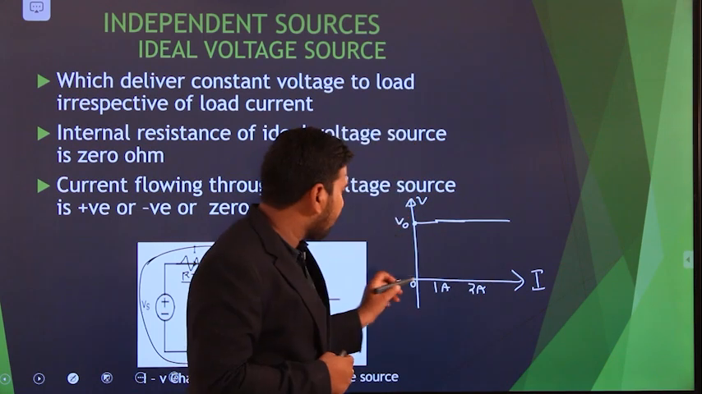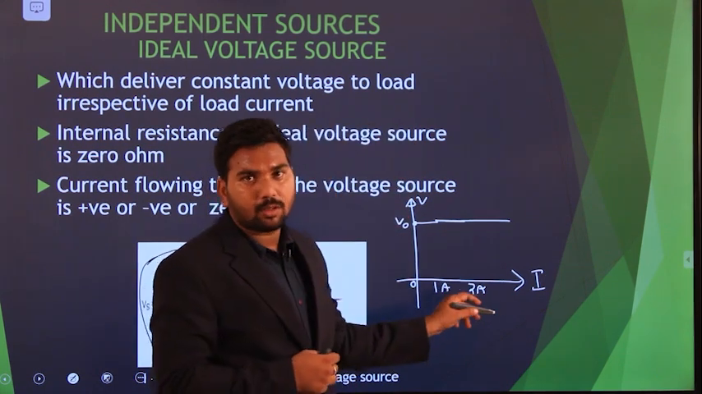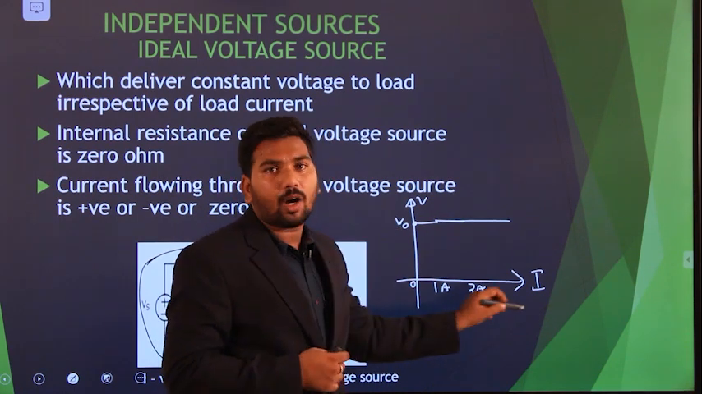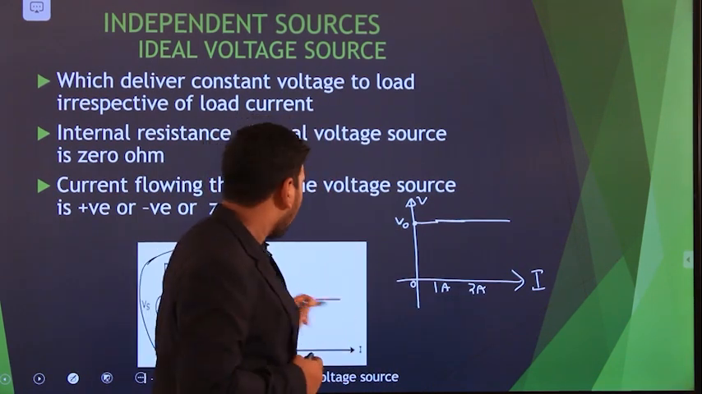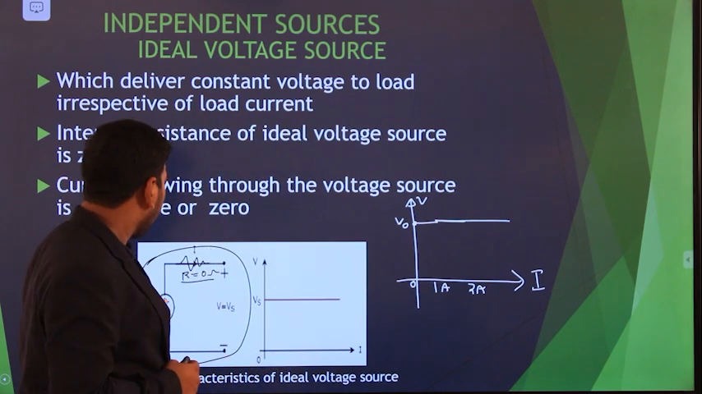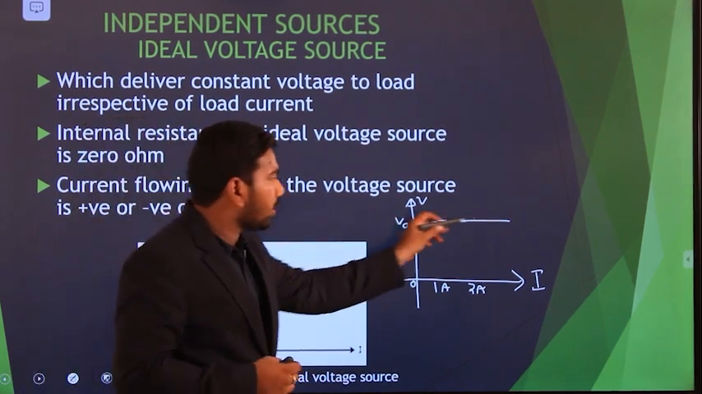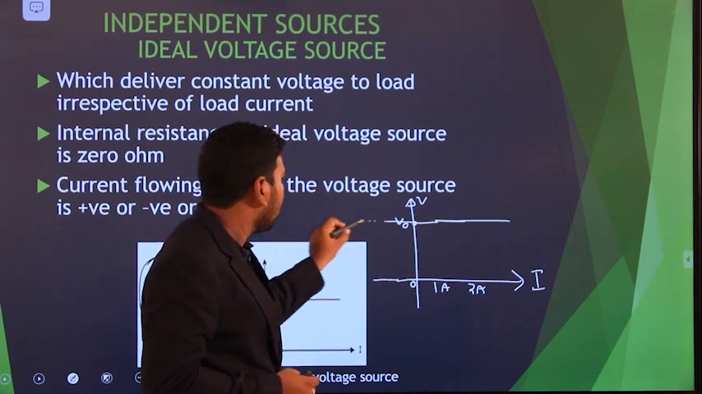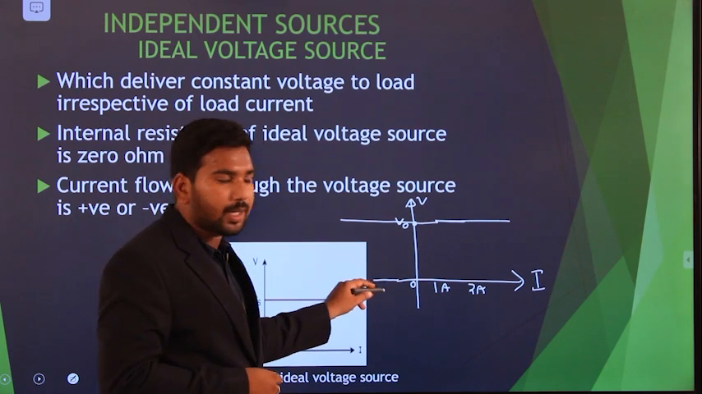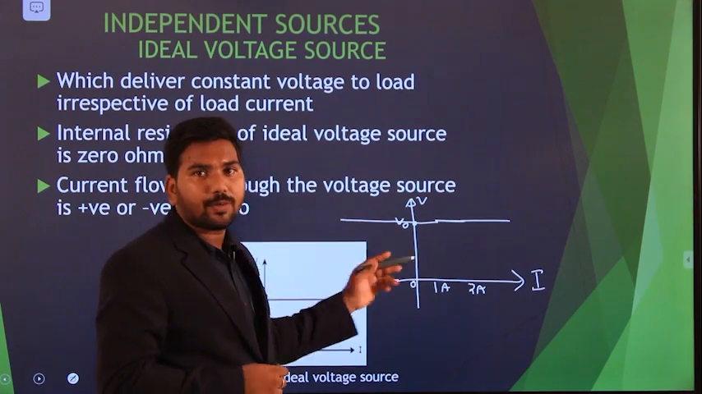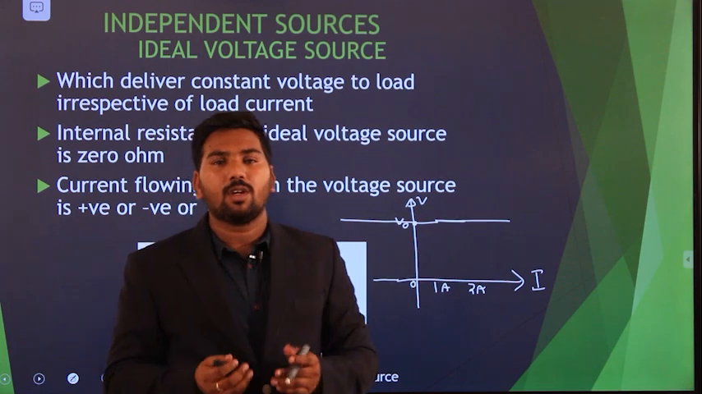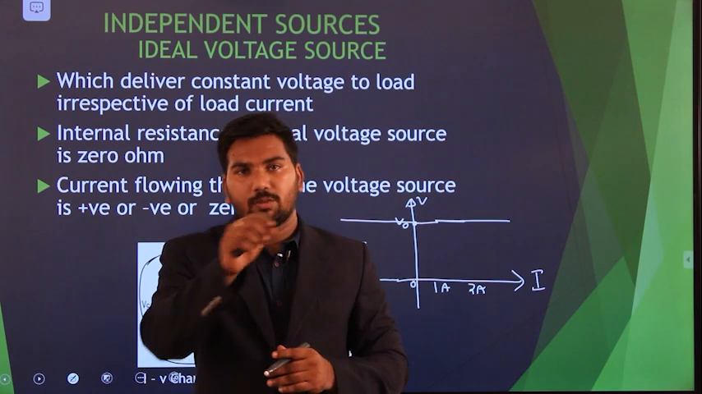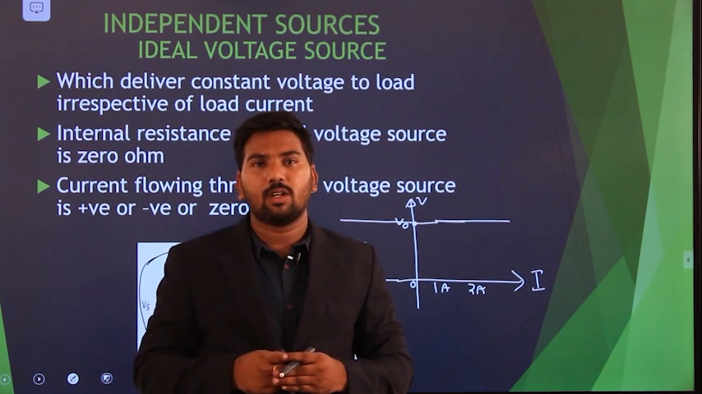Whether the current is 1 ampere, 2 ampere or 1.2 ampere does not matter. Voltage is constant with respect to all currents. That is the meaning of an ideal voltage source. An ideal voltage source maintains constant voltage with respect to time. It may be negative also. For negative current, voltage is constant only, V0. V0 may be any number, 1 volt or 2 volt or minus 2 volt. It is a constant value with respect to the current flowing through the voltage source.